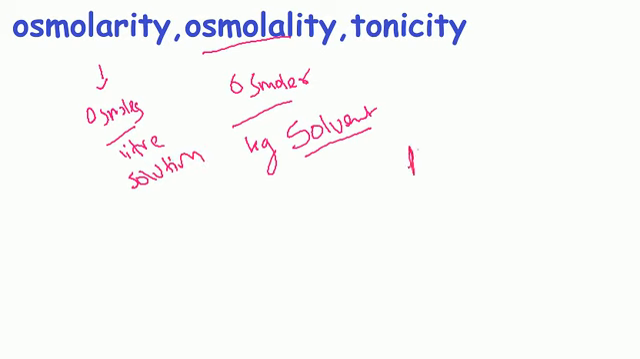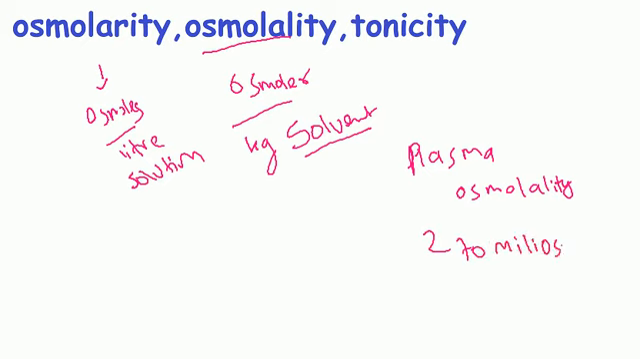Now we will see plasma osmolality. It is 270 milliosmoles, and we will see contributions. The majority of the contribution to plasma osmolality is by sodium. The total plasma osmolality is 290 milliosmoles, and the sodium concentration contribution to it is 270 milliosmoles.